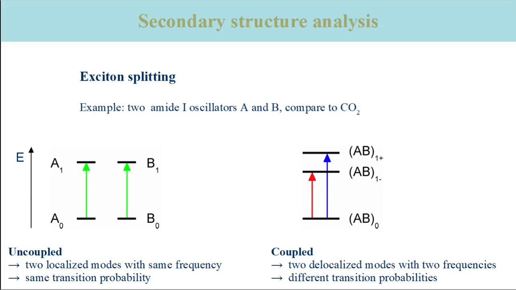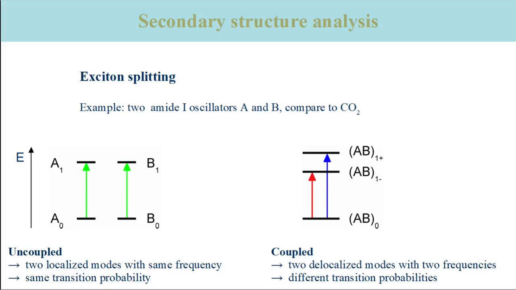The third effect of transition dipole coupling concerns the probability of absorbing an infrared photon. In other words, the transition probability from the vibrational ground state to the first excited state of the vibration. The two transitions on the left-hand side have the same transition probabilities. However, the two transitions of the coupled system on the right-hand side may have very different transition probabilities, depending on the relative orientations of the transition dipole moments.